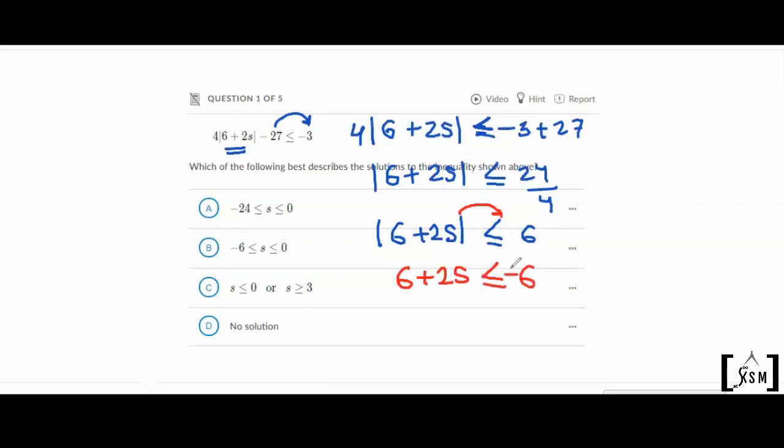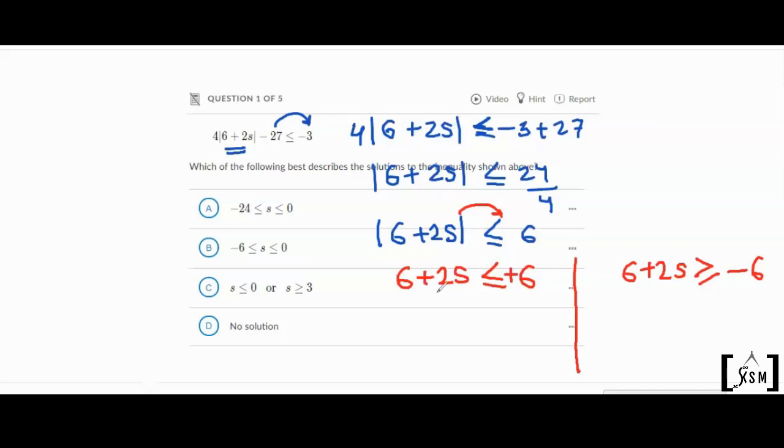So this is plus 6. As well as it will become minus 6. So 6 plus 2s. Now when it becomes negative, the inequality will change its direction. For positive, inequality remains the same. For negative, inequality will change the direction when we remove the absolute value. So actually we have got two different inequalities, so we'll solve each inequality one by one.